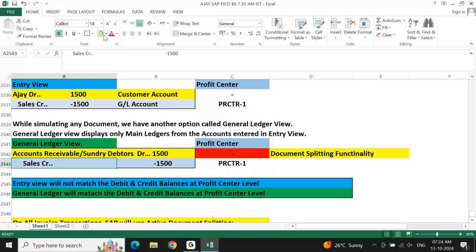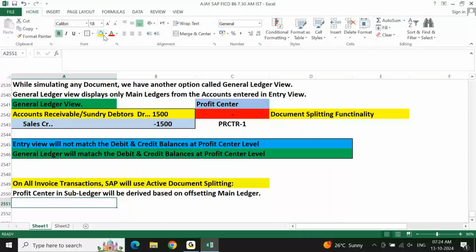On all invoice transactions, the system will use active document splitting. Based on active document splitting, the profit center in the subledger will be derived based on the offsetting main ledger account. In this, what is the offsetting main ledger account? Offsetting means where is your subledger's opposite side? Offsetting is always representing the opposite. Subledger is what? Customer. Customer offsetting means if your customer is on the debit side, offsetting is the credit side. Am I correct? If customer is debit, offsetting means am I talking about credit or not?